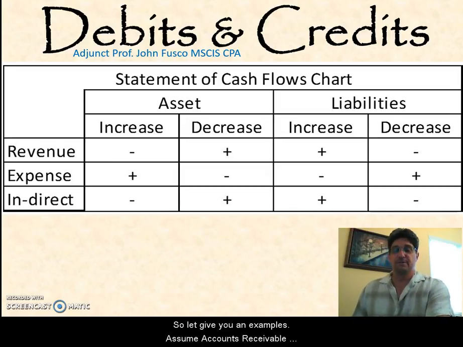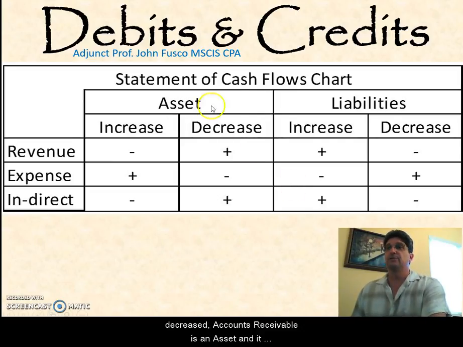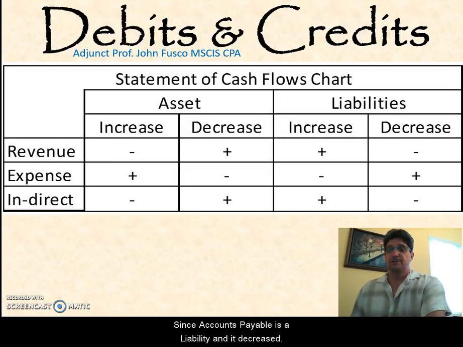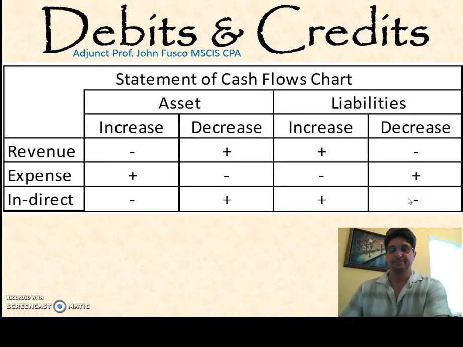So let's give you an example. Assume accounts receivable decrease. Accounts receivable is an asset, and it decreased. Therefore, according to the chart, you would add the decrease to net income. Assume accounts payable decreased. Since accounts payable is a liability and it decreased, according to the chart, you would subtract the decrease from net income.